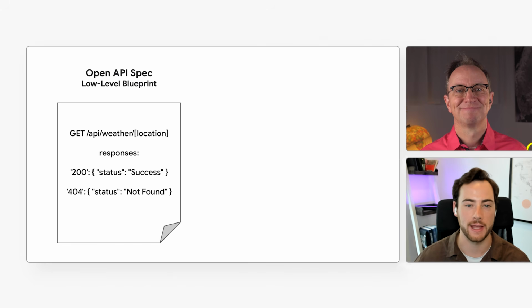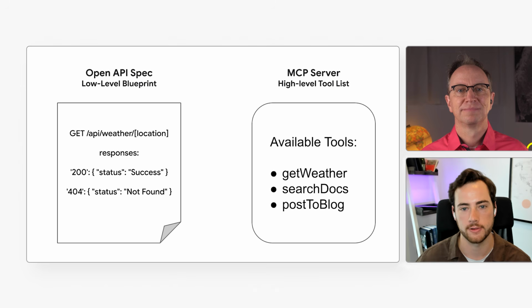An OpenAPI spec is lower level. For example, it includes the HTTP status codes that an API can return. The MCP server skips those implementation details. In the code you showed, Alice used Python and the FastMCP library.